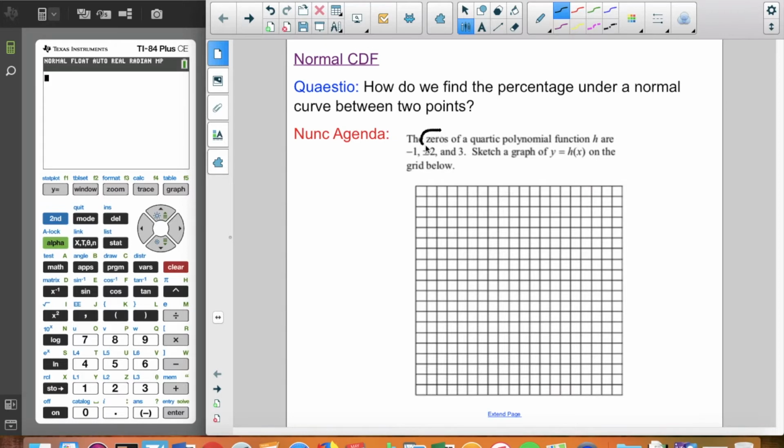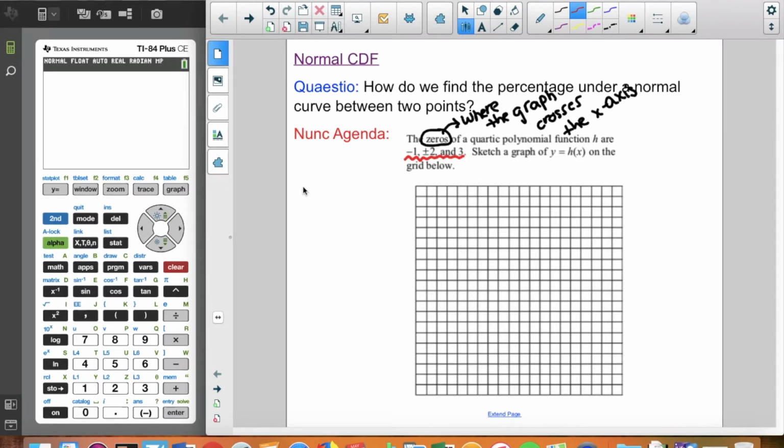So a couple of things. First, you need to know what zeros are. So zeros are where your graph crosses the x-axis. Okay, something important also that they said are what those zeros actually are.